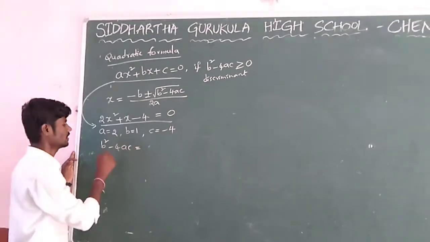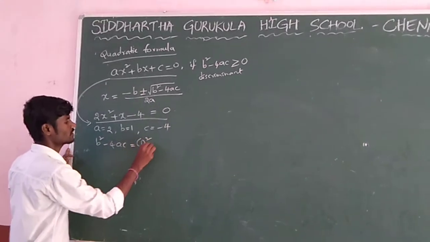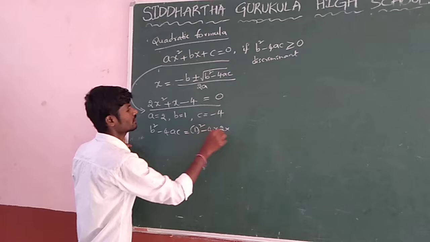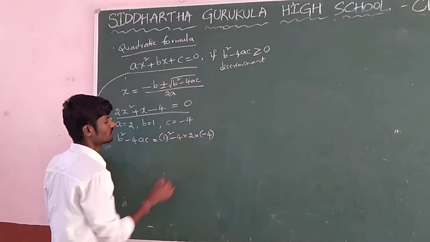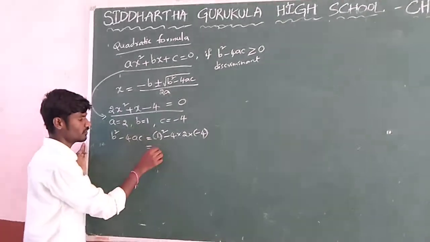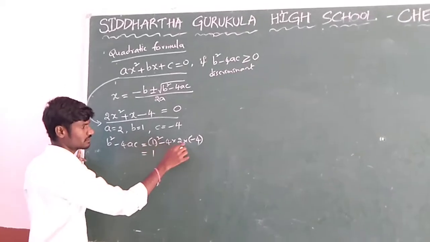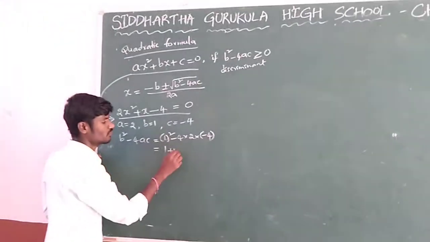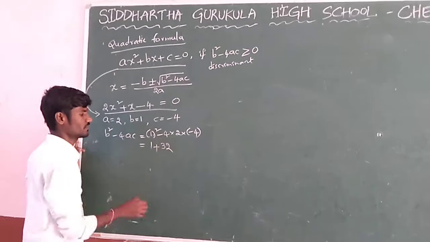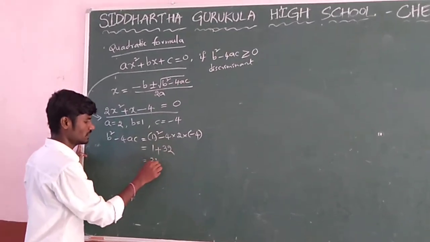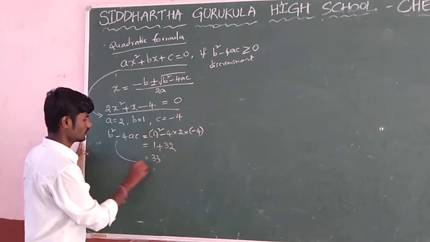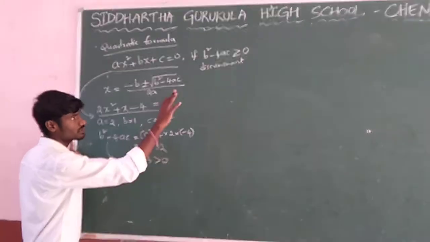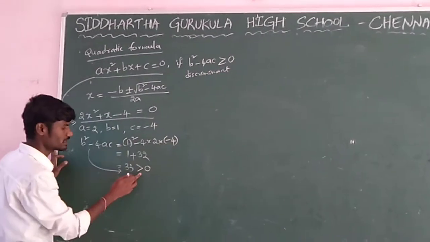Then b square minus 4ac: first we have to find it. b value 1, whole square, minus 4 into a value 2 into c value minus 4. 1 square is 1, minus into minus is plus, 4 into 2 is 8, 8 into 4 is 32. 1 plus 32 is 33. So b square minus 4ac is 33. Is it greater than 0 or not? Yes, we need the greater than or equal to 0 condition. It is greater than 0.